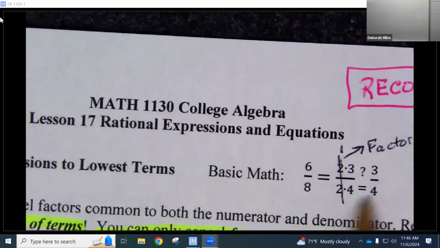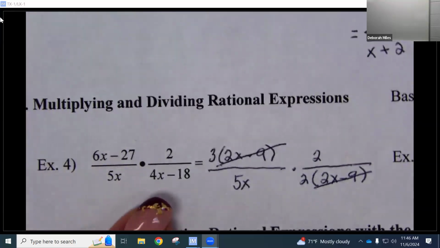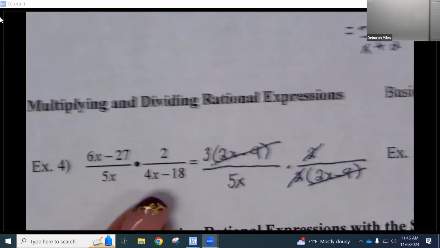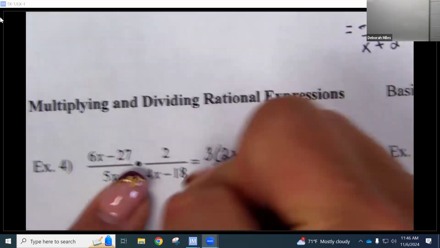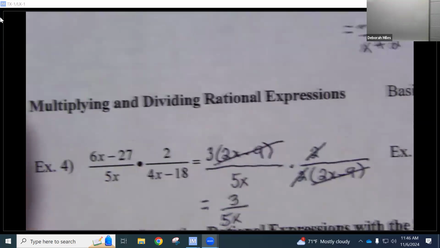We did up here. That was just reducing a fraction. So we can here. We can cancel those 2's, or say 2 goes into 2 one time. And it looks like all that's left is 3/5x.